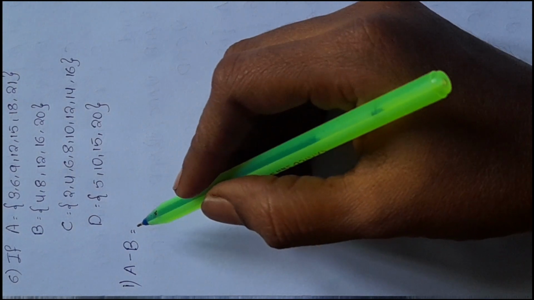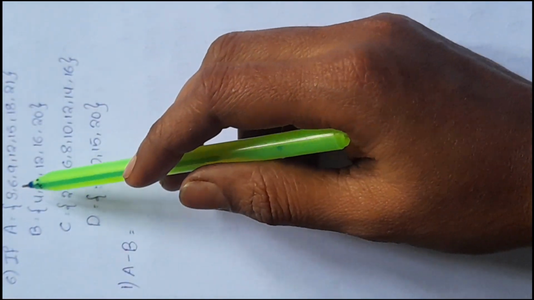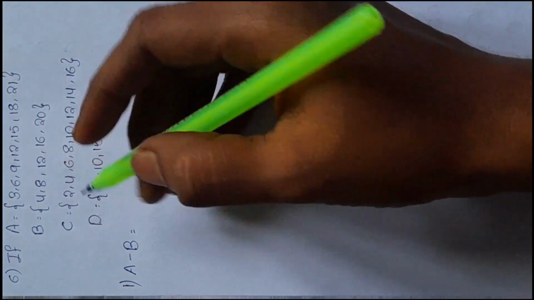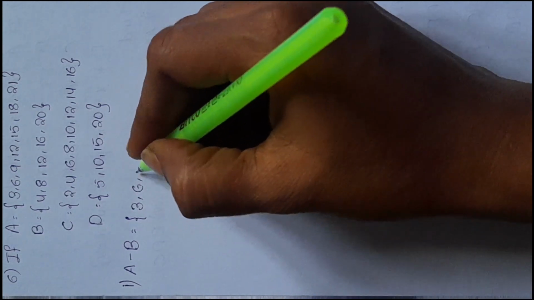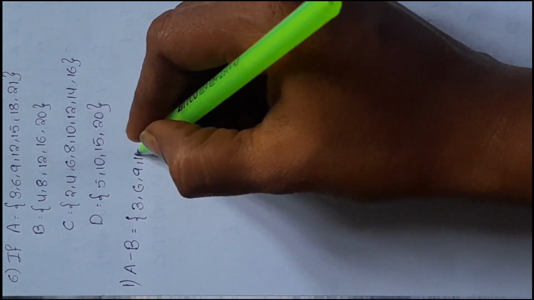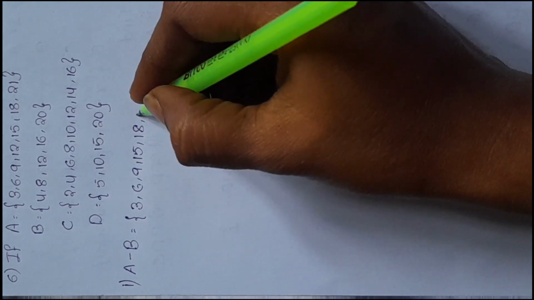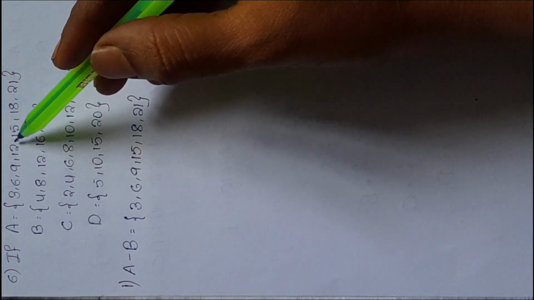First question is A minus B. The elements which are present in only A should be taken. So the common element should not be taken. So A minus B is 3, 6, 9, 15, 18 and 21. We should not take 12 as this is present in B.